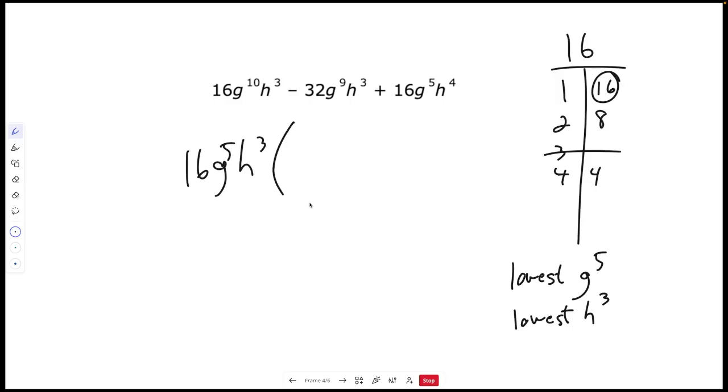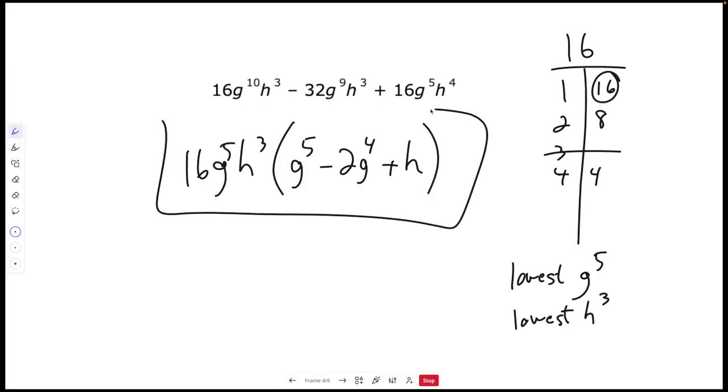Now we start a parentheses. And what is still on the inside? Well, this is going to be g to the 5th, and that's it, minus 2 g to the 4th plus, and this is just h, right? Plus h. And this is our final answer.